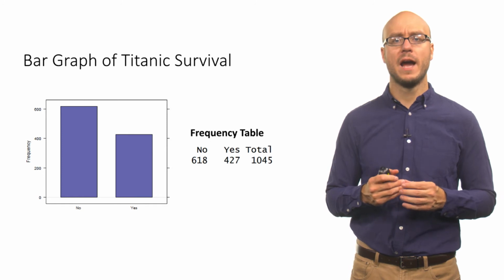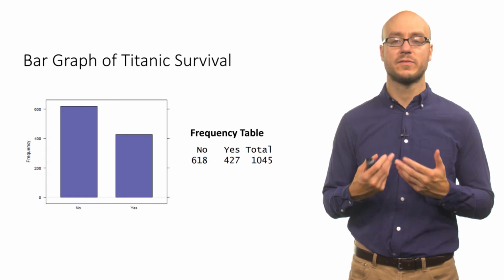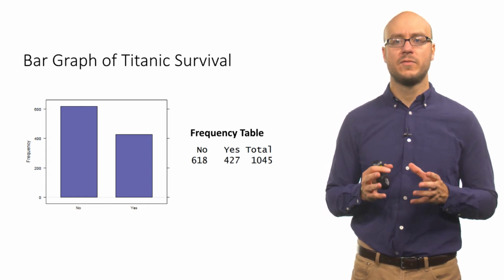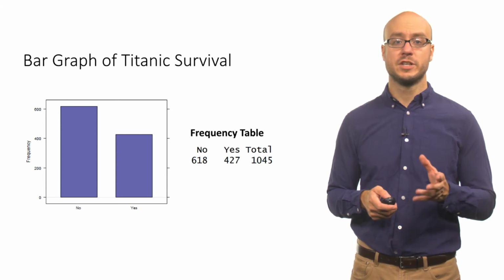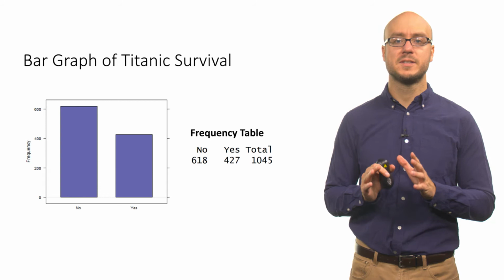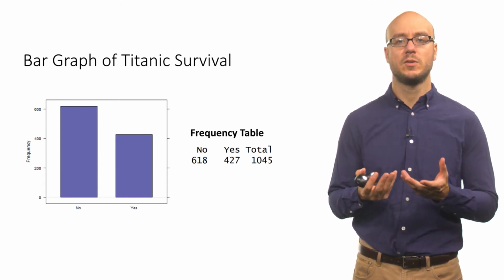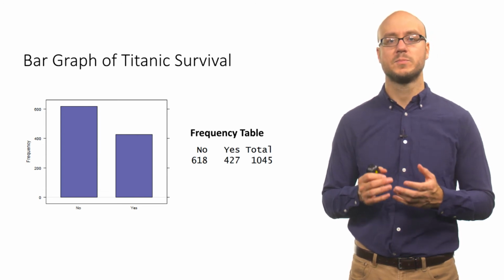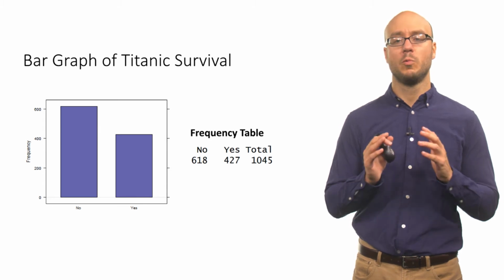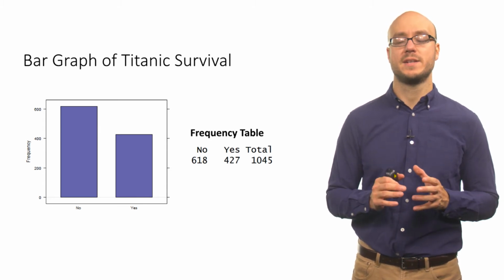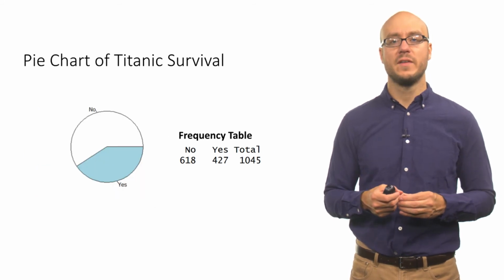So let's look at a bar graph of surviving Titanic. This is a bar graph of counts, so it's a frequency bar graph. And I've presented the frequency table for comparison, and you can see that the bar graph just duplicates the findings from the frequency table. But sometimes it's useful just to visualize the difference, especially to really understand the differences between the number of observations in each category. So the bar graph clearly shows that we have more people who did not survive the Titanic than those who did survive the Titanic.